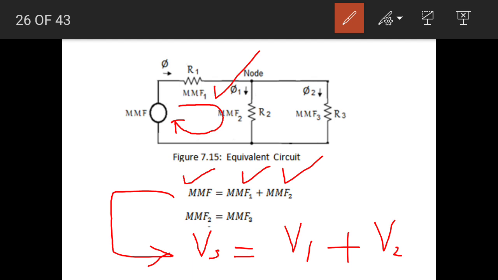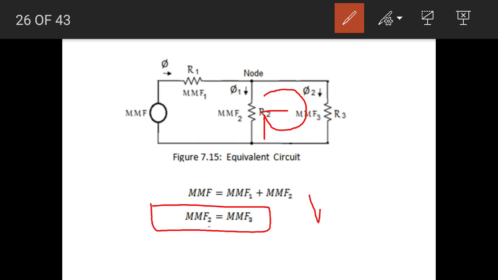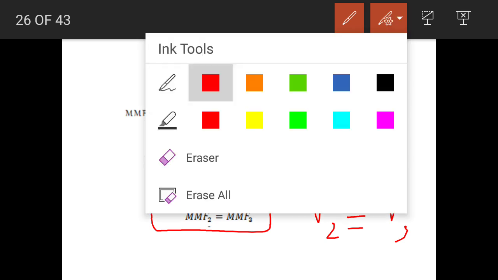Now what we do, we apply a law to this particular loop, which is analogous to KVL. According to this law, MMF2 will be equal to MMF3, and this equation is analogous to this equation: V2 is equal to V3. So we obtain these two equations in the given magnetic circuit.